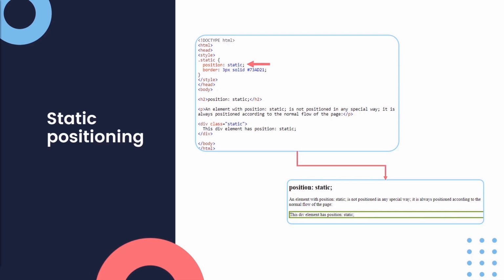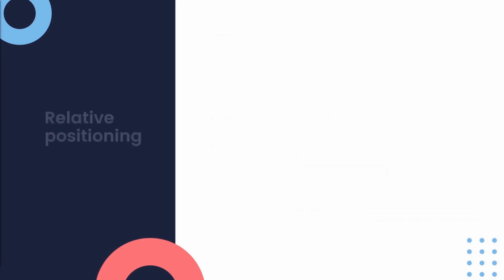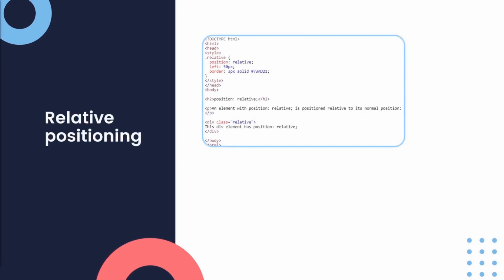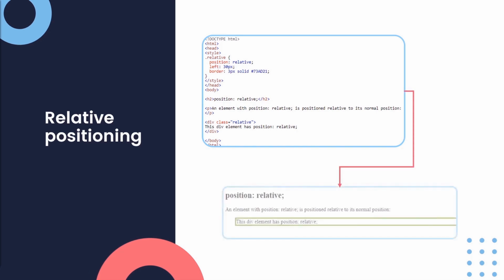You'll note here that we are not specifying bottom, left, right, and top, because with the static positioning type, we do not need to do this. Now next up, we have relative positioning. And for the most part, the code remains the same. The only difference is, in our HTML code at least, we've given the div a class name of relative. And this is what the output looks like.